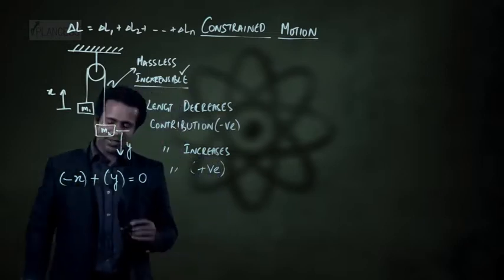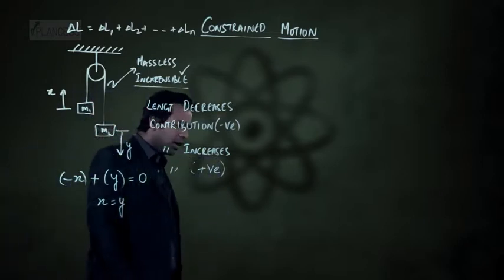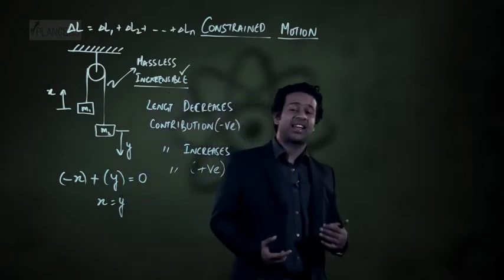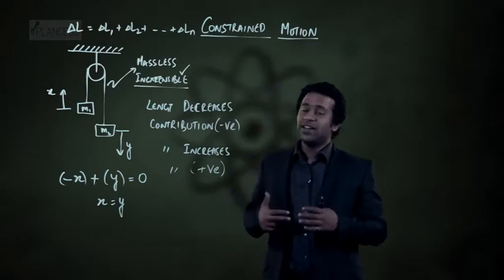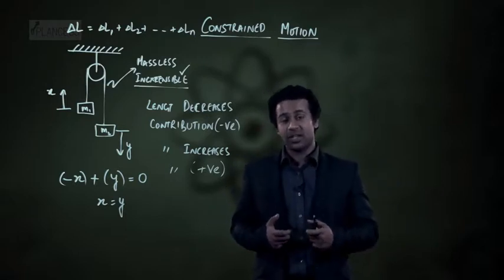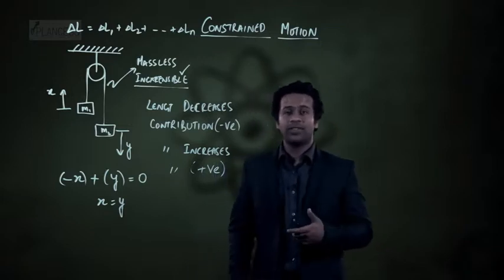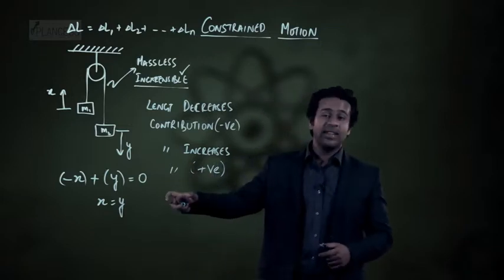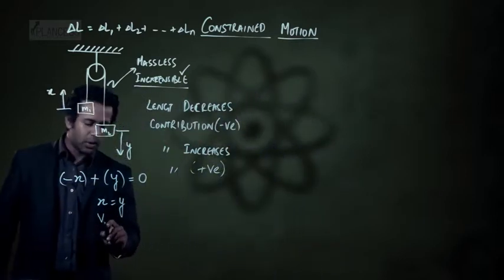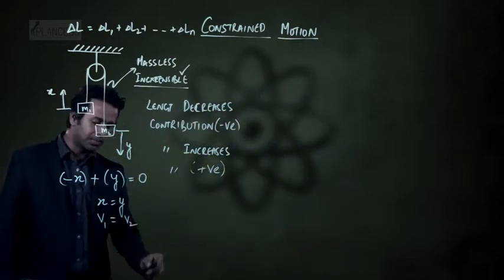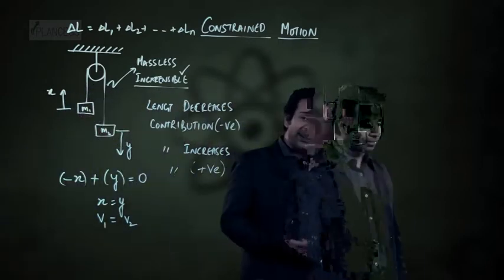So if this is the case, we see that x is equal to y. So now this means they are covering the same distance. Now you may also see that they will always cover the same distance in the same amount of time. Since the amount of time is the same, knowing that the distance is the same, we can say that the speed of one will always be equal to the speed of 2.